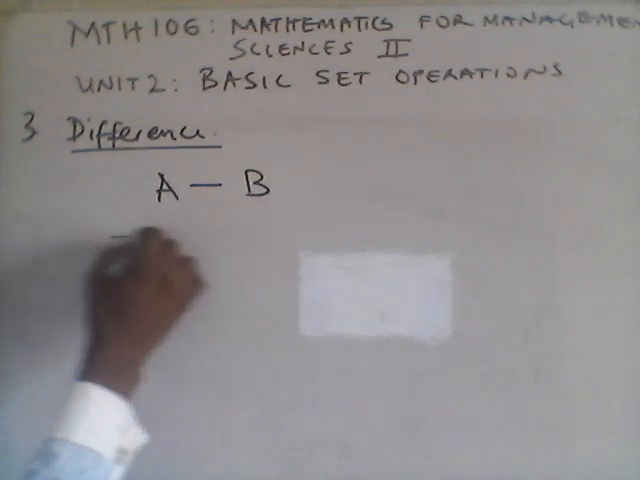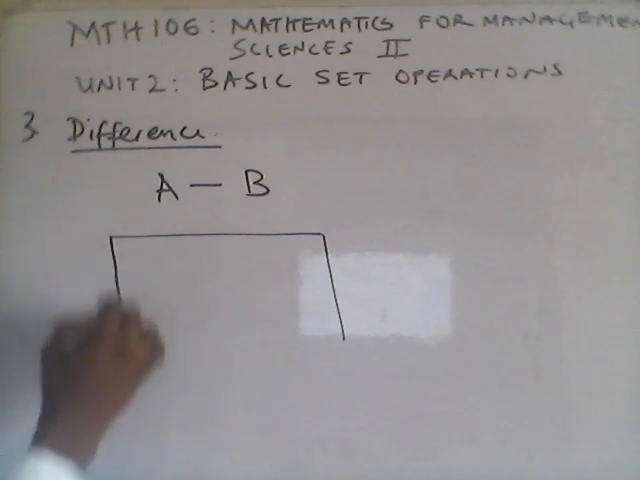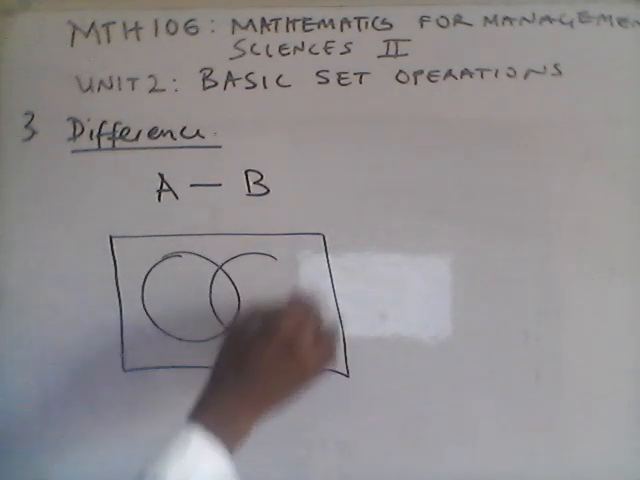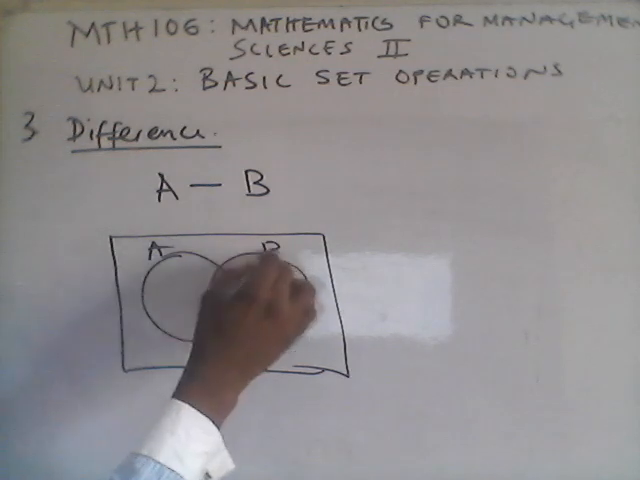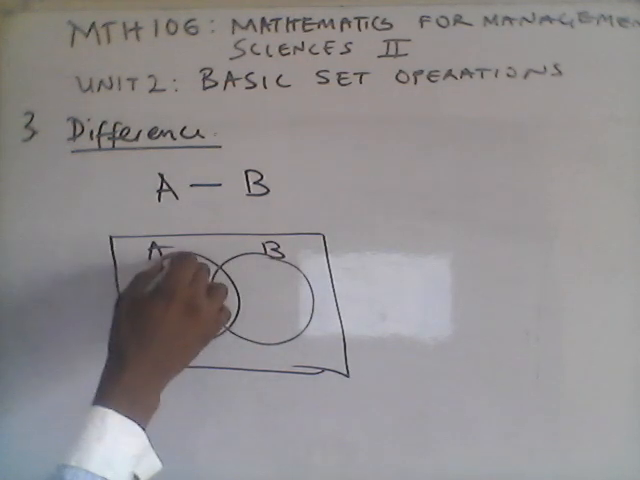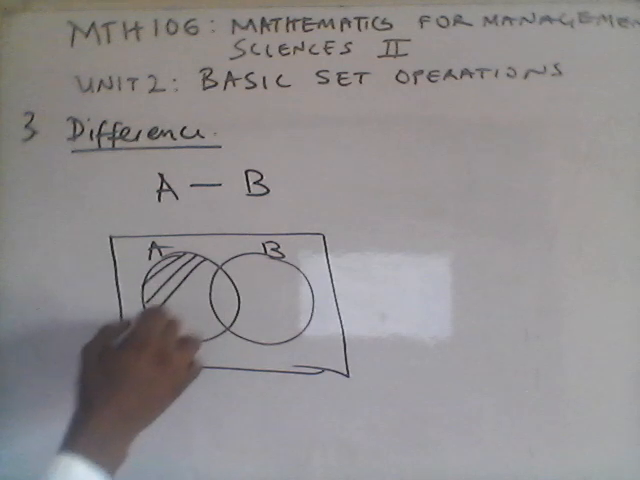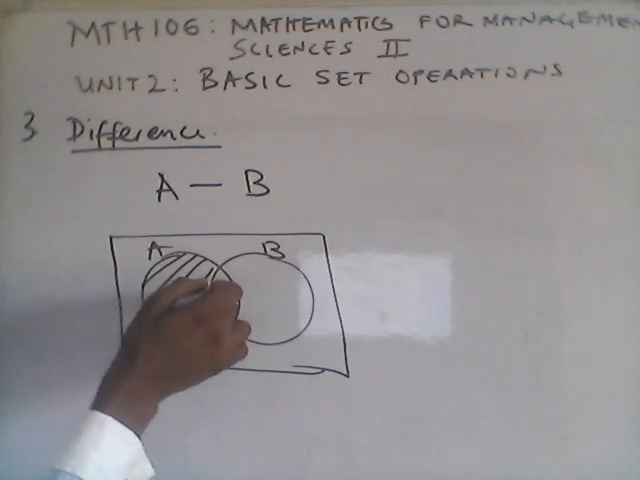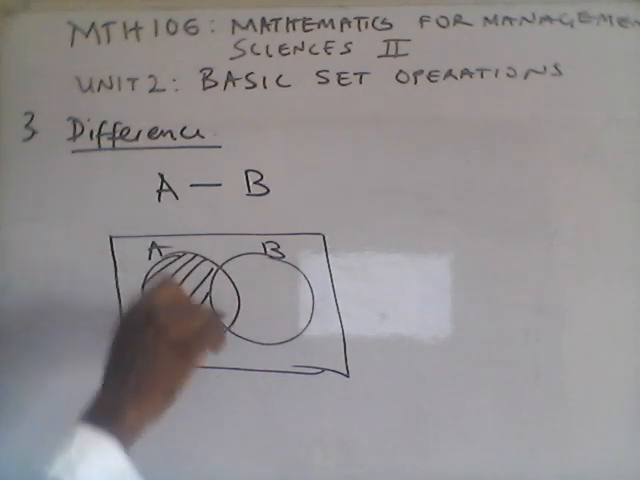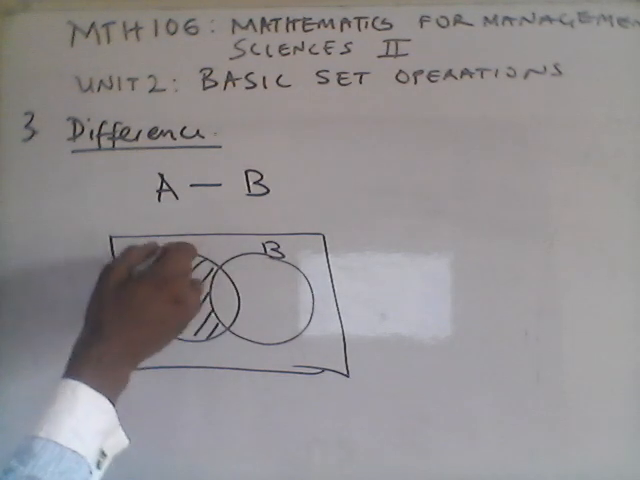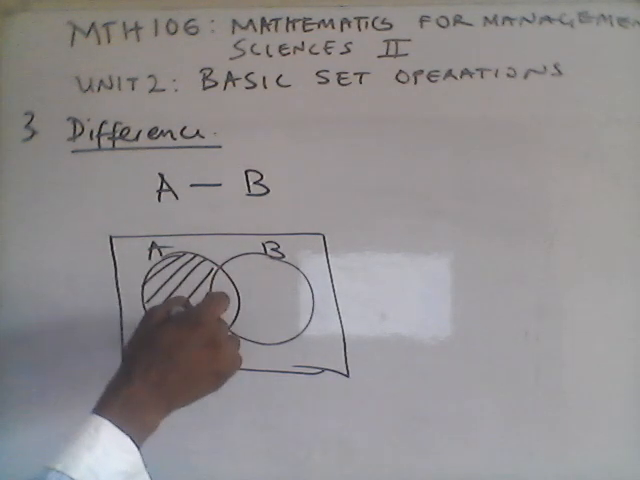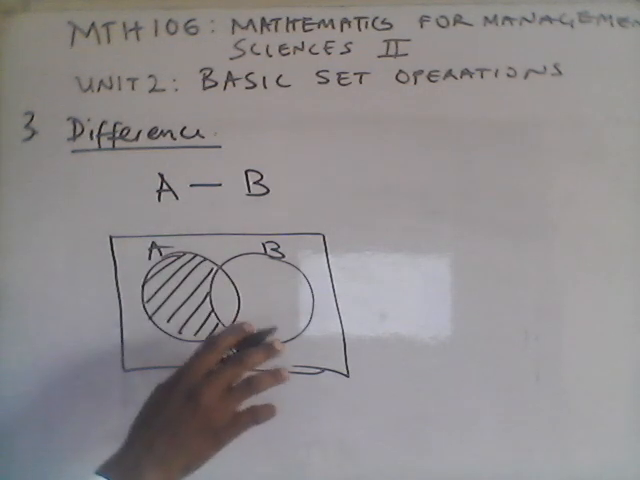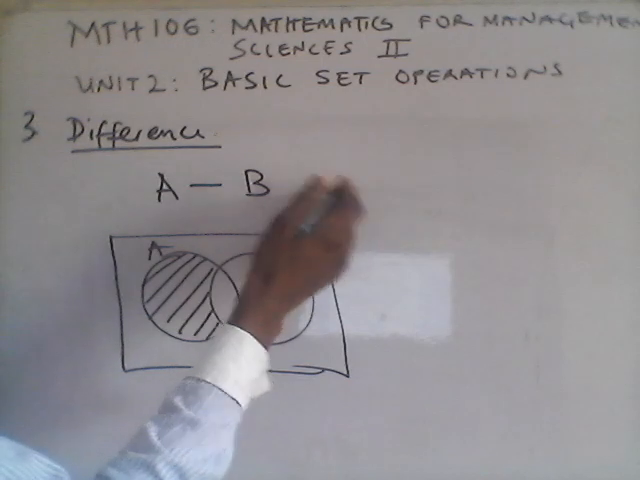If I want to do it in Venn diagram form, I have the universal set like this, and set A and set B. So A difference B is every shaded part here. That means every element that is in A and not in B. I cannot shade this one now because if I shade this one, B has entered it. So it is everything that A has excluding B. It does not have anything to do with B at all. So it's read as A difference B.